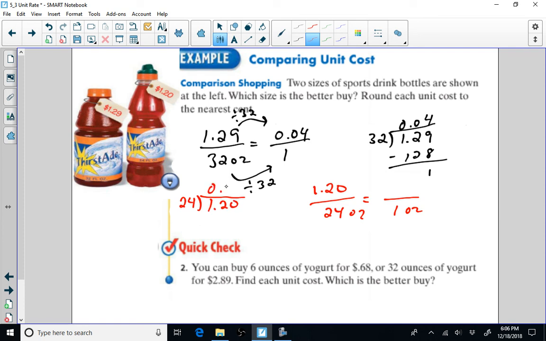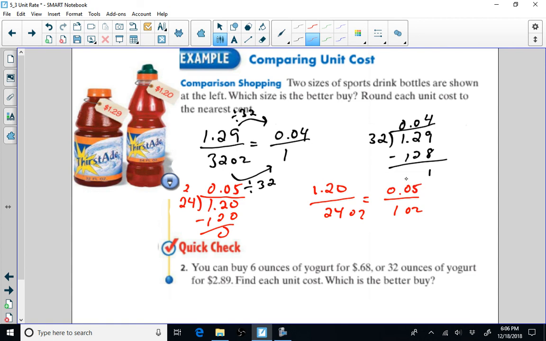24 can't go into 1. 24 can't go into 12. But 24 goes into 120 5 times. 5 times 4 is 20. Subtract. 5 times 2 is 10, plus 2 is 12. Right? So I get 5 cents per ounce.